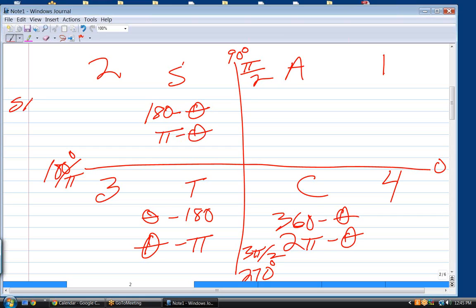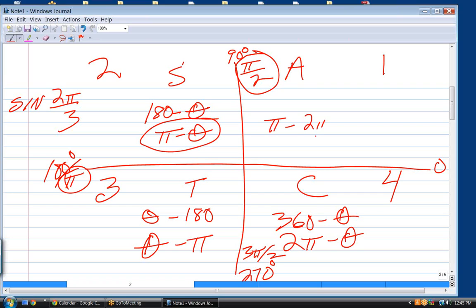Let's do one. What's the sine of 2 pi over 3? What quadrant's that in? That would be in the first quad, or no? This is pi over 2. This is pi. Okay, so then it's in the second quadrant. Because it's in the second quadrant, I'm going to use that. So pi minus 2 pi over 3 is pi over 3. So there's its equivalent first quadrant angle without having to convert to degrees first.